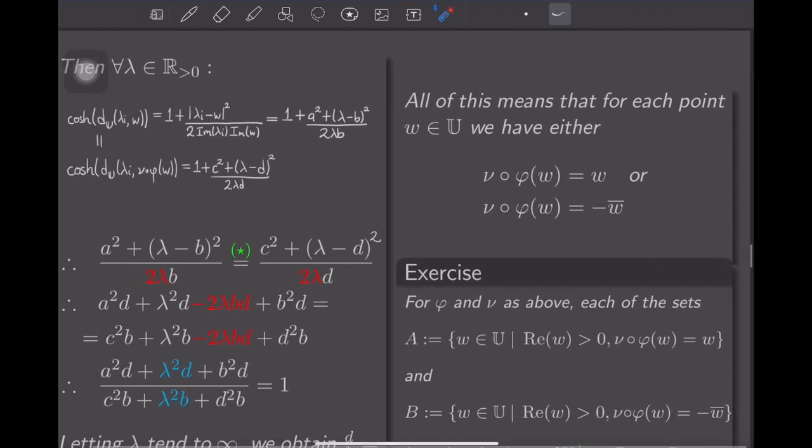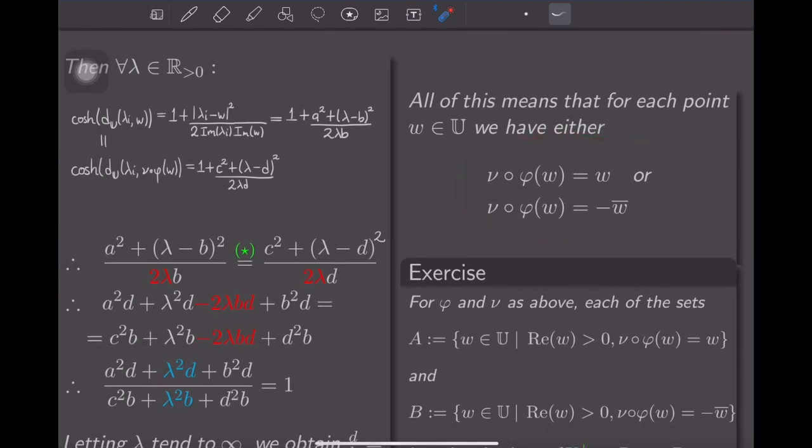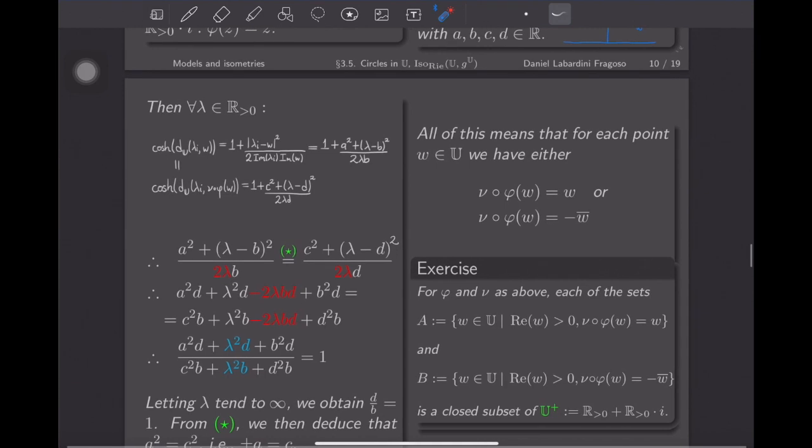Okay, now, which is what I'm saying here. Now there comes a subtle point. For each w, I know that either this or this happens. But right now I have to realize that a priori it could happen that for some w it's the first situation, and for some others it's the second situation. I really have to argue more to say that for all points it is the first, or for all points it is the second.